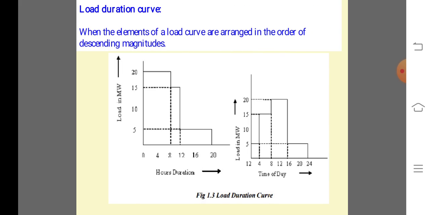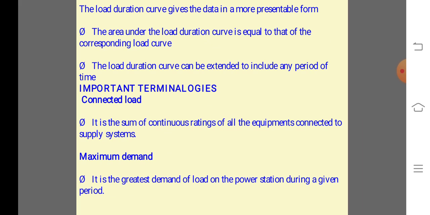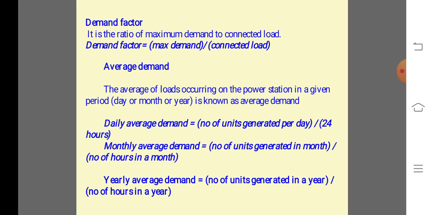Next, the load duration curve. When the elements of a load curve are arranged in the order of descending magnitude, the load duration curve gives the data in a more presentable form. The area under the load duration curve is equal to that of the corresponding load curve. The load duration curve can be extended to include any period of time. Important terminologies: connected load, maximum load, demand factor. Demand factor is maximum demand by connected load.